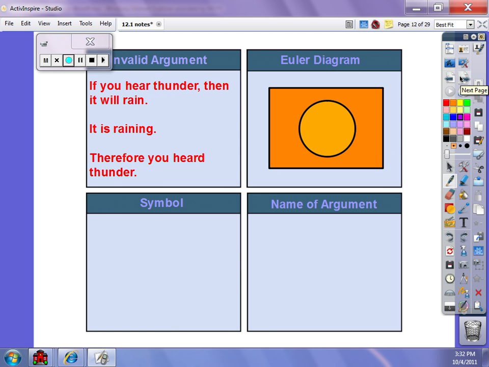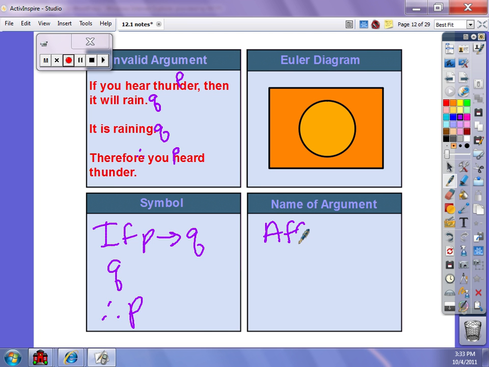Last one. If you hear thunder, then it will rain. It's raining, therefore I must have heard thunder. If P, then Q; Q; therefore P. This argument is called affirming the consequent.